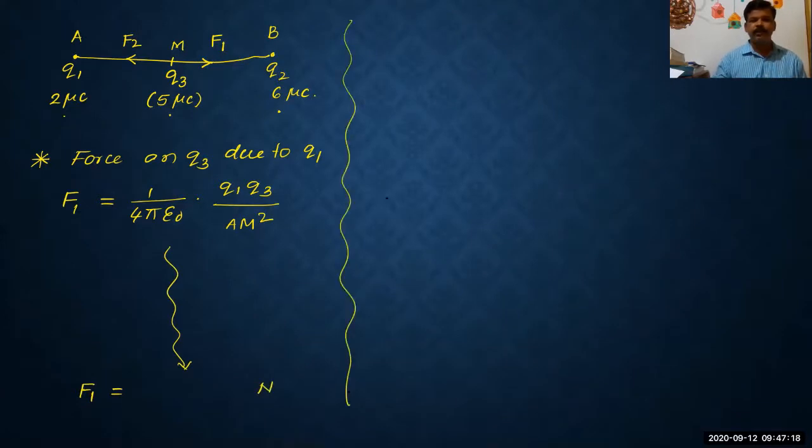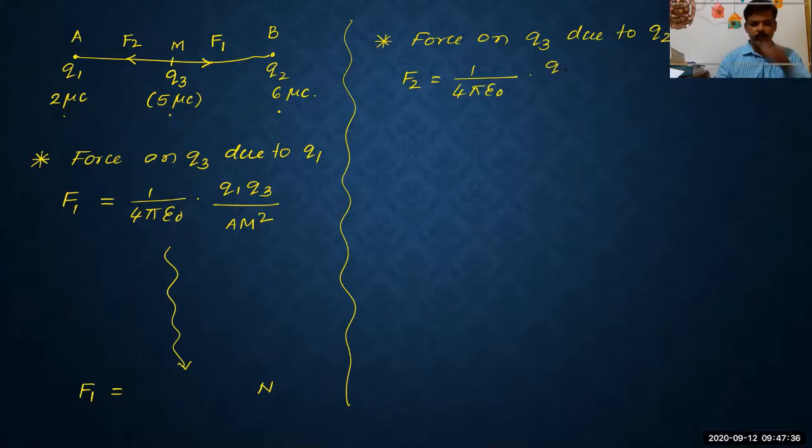Similarly, you consider the force on Q3 due to Q2. So you consider the formula for F2. See, I am giving you a complete hint regarding this. Q2 Q3 divided by, what is the distance here? BM. So BM square. Then you substitute the values and calculate. You will get F2 in some Newton.